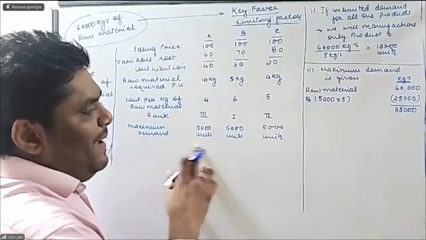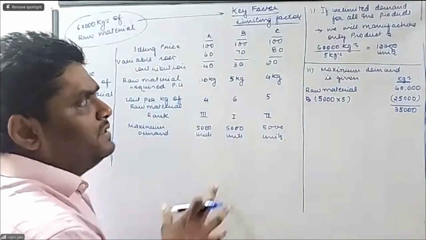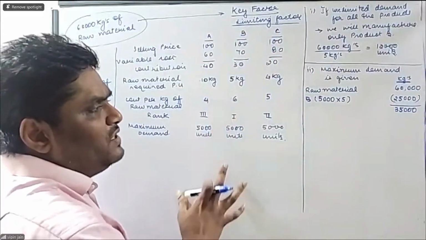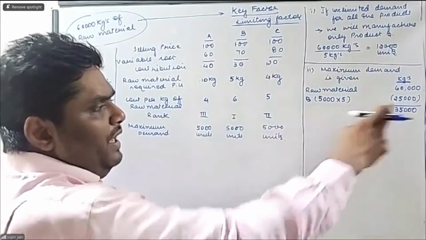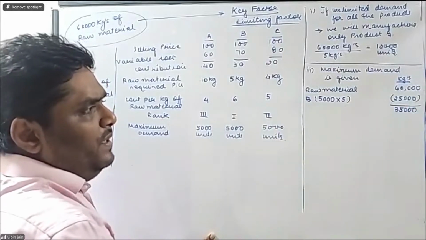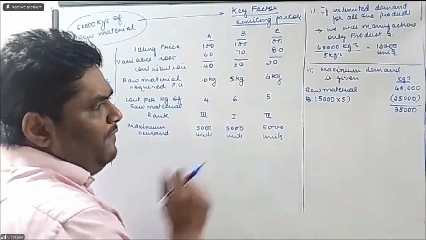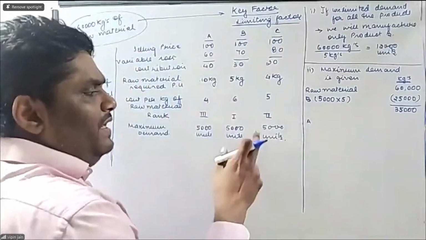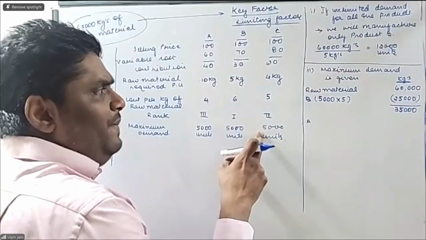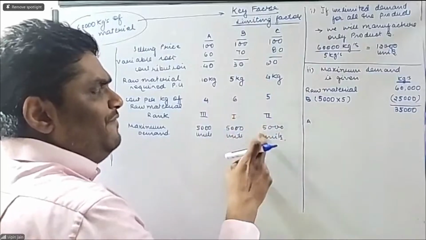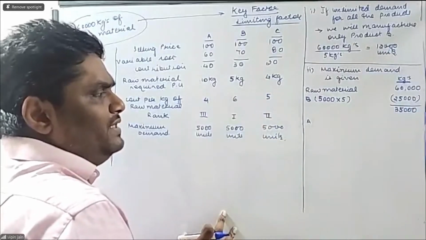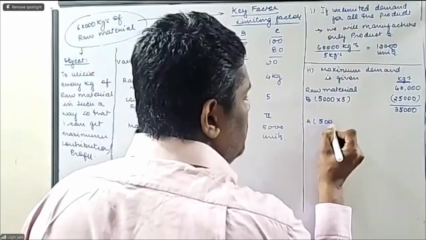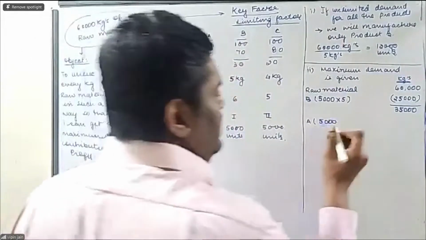I repeat again, since the maximum demand is given for all the products, first we will fulfill the demand of product B because we are getting the highest contribution in B. So here 25,000 kgs will be utilized for B. Now we will move towards C, wherein if we manufacture 5,000 units, the raw material utilized will be 5,000 into 4, 20,000 kgs. So we can easily manufacture all the units of product C.